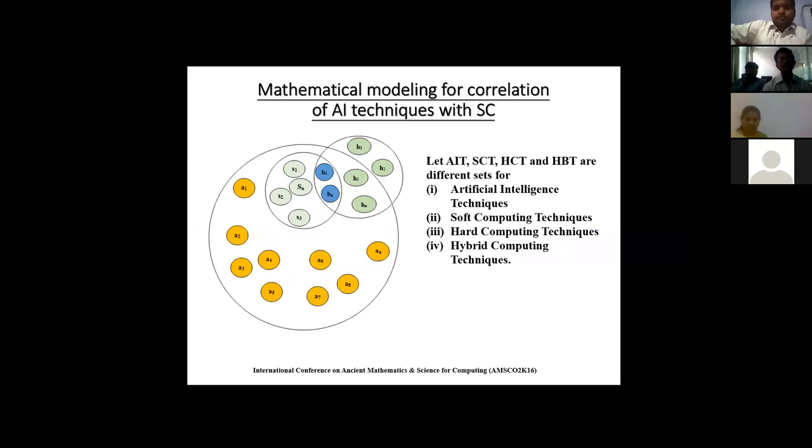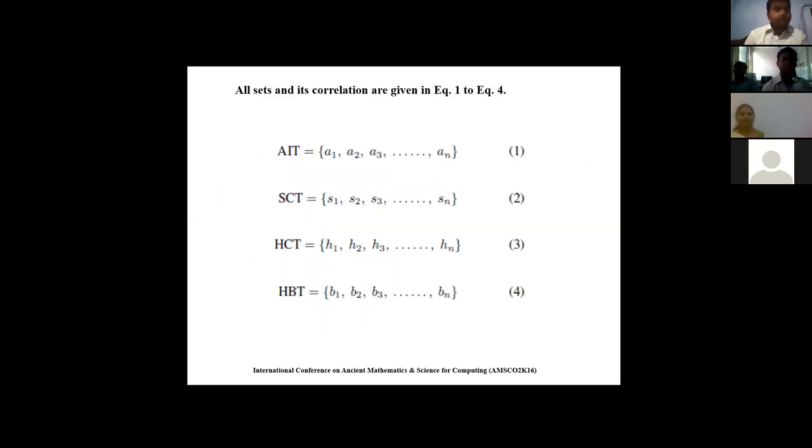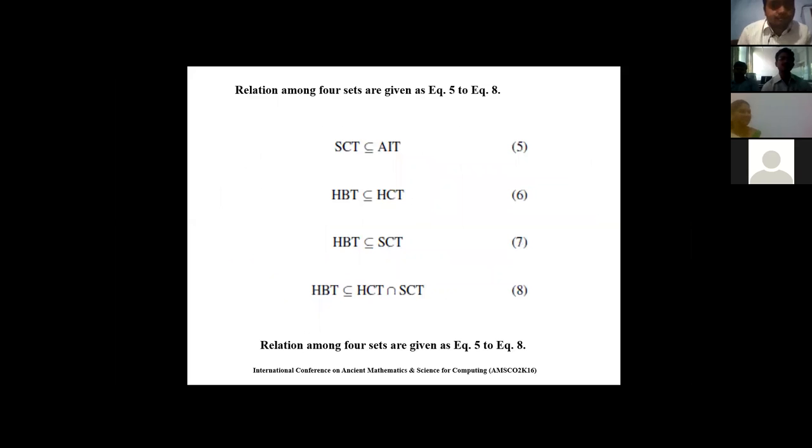inside it, S1 to SN, denotes the soft computing techniques, and another circle from outside to that last circle denotes the hard computing techniques, and the common part of both is hybrid computing techniques. Soft computing technique is a subset of artificial intelligence technique, and finally hybrid technique is a subset of hard computing technique.